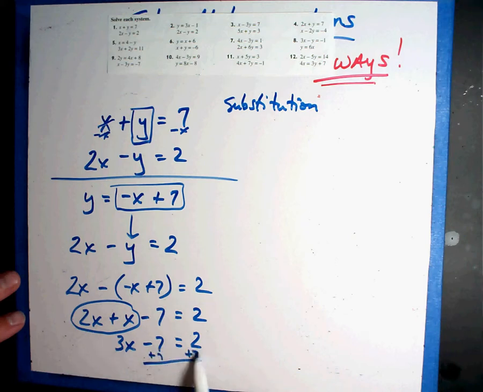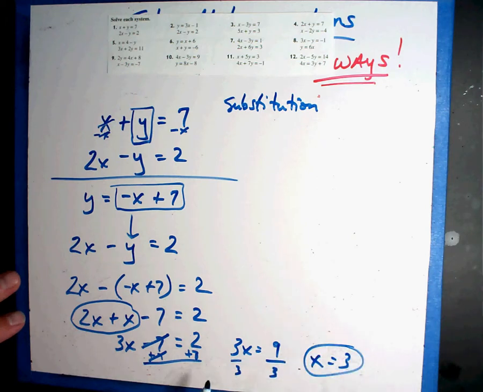Now I'm moving too fast, slow the video down and catch up to me. So I get 3x equals 9. Divide by 3, x equals 3. So there's one of my answers.